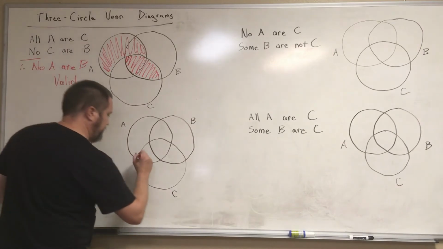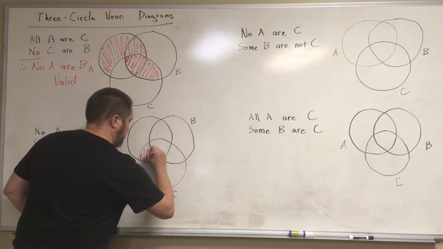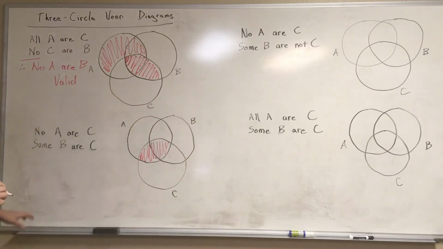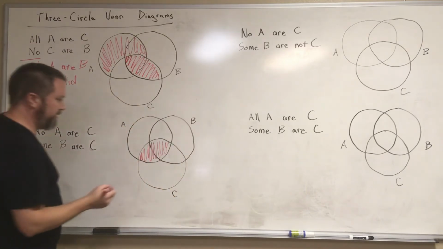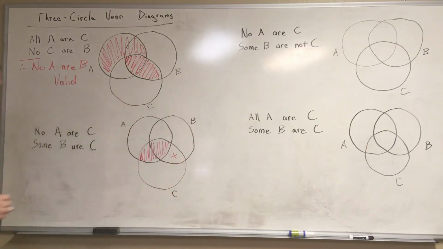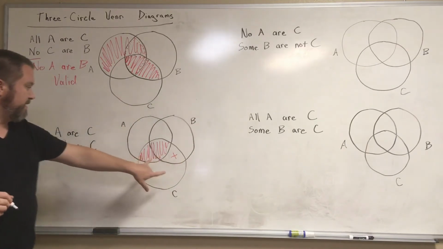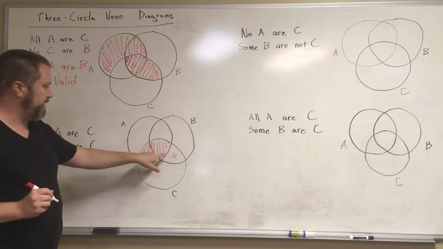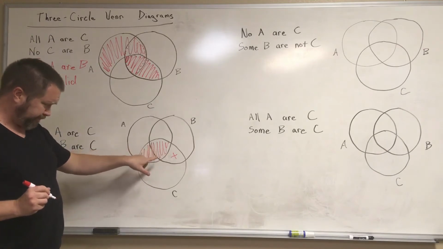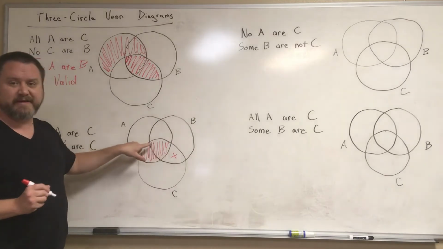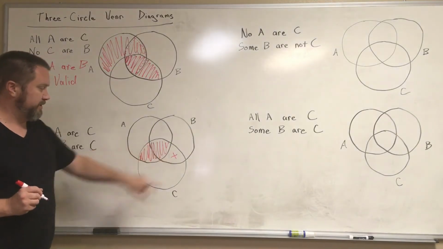No A or C, just like up above, we eliminate any crossover between A and C, and then some B or C, and the X would go right in this. See, by doing the universal first, we eliminated any possibility, like we've already shaded this part out, so we don't have to do a fence straddling X. So we could just put it right over there.